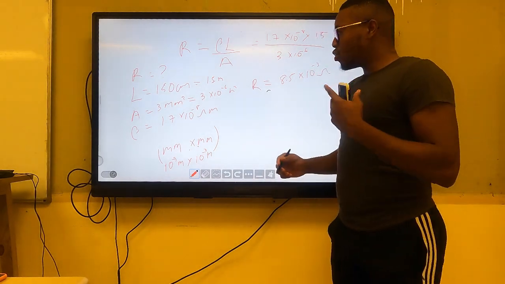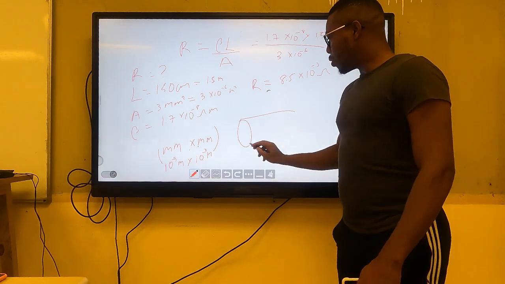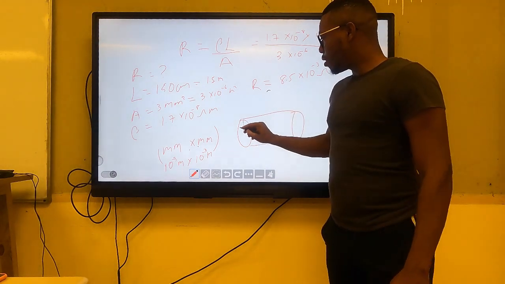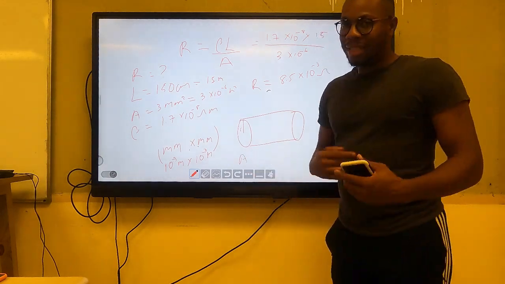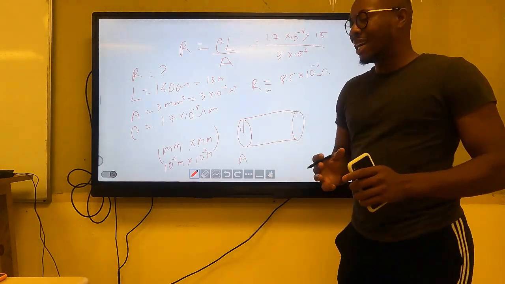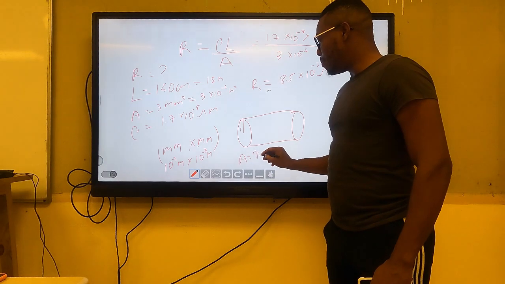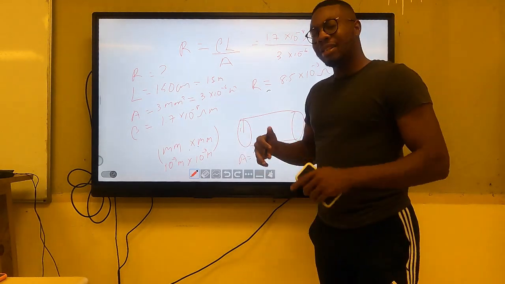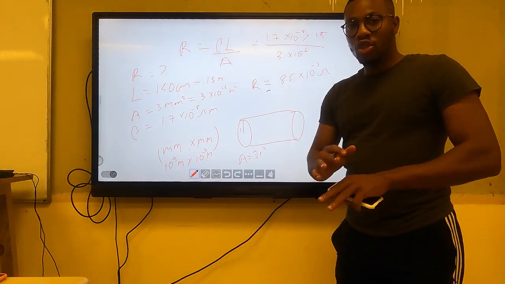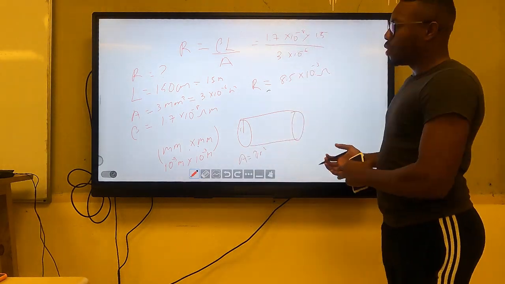But what I want you also to try to remember is that when you're dealing with the wire, the cross-sectional area is a circle. So if you know the radius of the circle, then in some cases, if the question does not tell you what the area is, you would need to calculate that. Area of a circle is nothing more than pi r squared, where pi is 3.14, times the radius squared gives you the area. So those are some things you should pay attention to while answering questions of this nature.